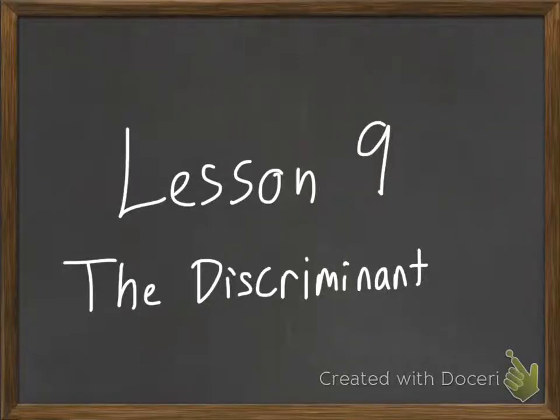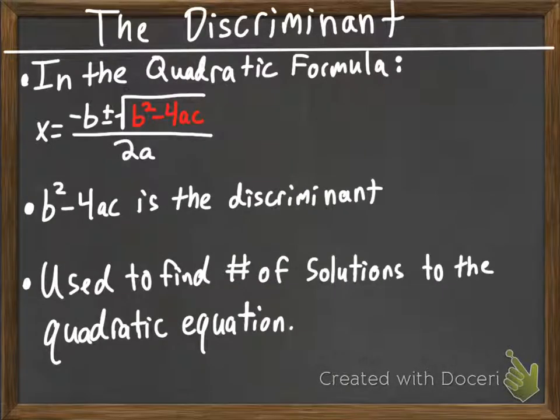Welcome to Lesson 9, the discriminant. Now the discriminant is a part of the quadratic formula. So in our quadratic formula we know that we have x equals the opposite of b plus or minus the square root of b squared minus 4ac all divided by 2a. And that b squared minus 4ac is what's called a discriminant. And we use the discriminant to determine how many solutions we have to our quadratic equation.